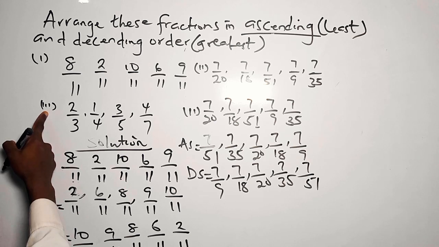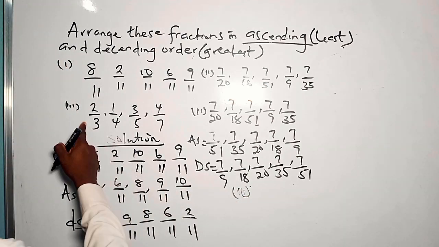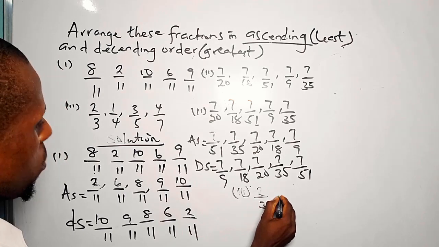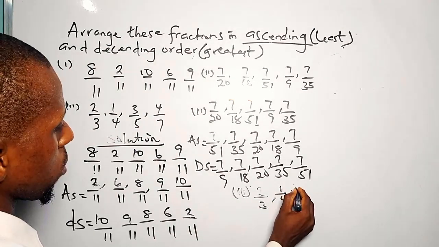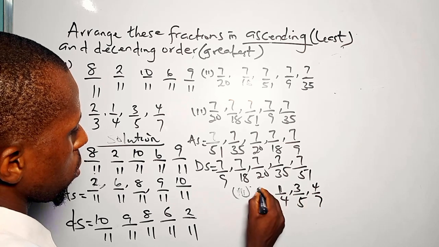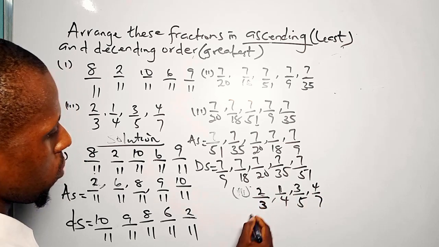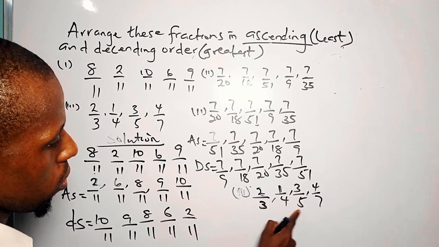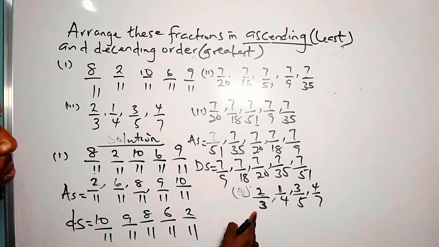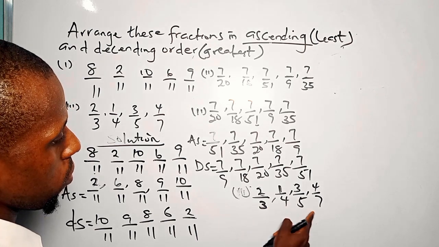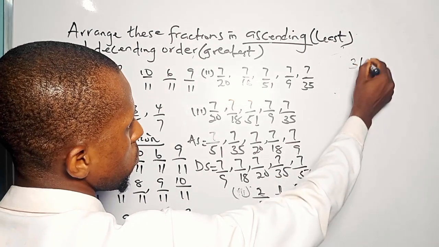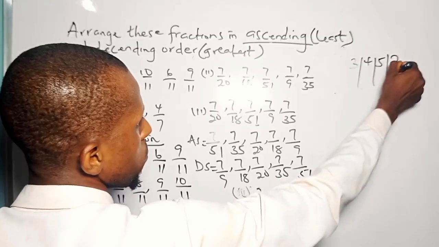In illustration 3, when we look at these fractions, we have 2 over 3, 1 over 4, 3 over 5, and 4 over 7. We discover that they have different denominators and different numerators. So in this instance, we look for the LCM of 3, 4, 5, and 7. Let's do that here: 3, 4, 5, and 7.